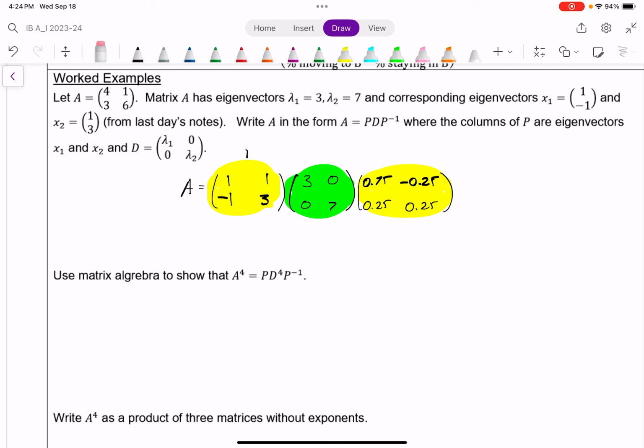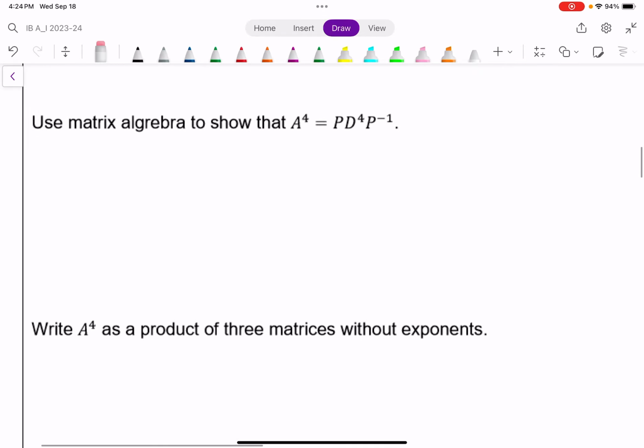If I have a square matrix A to the power of 4, I want to show that it's the same as P times D to the power of 4 times the inverse of P, where only the diagonal matrix needs to be raised to the power of 4. So how can I show that using matrix multiplication?